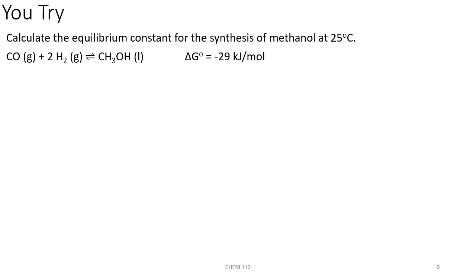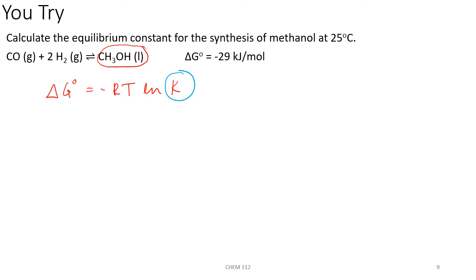Calculate the equilibrium constant for the synthesis of methanol at 25 degrees Celsius. CO2 gas plus 2H2 gas forms CH3OH, which is a liquid, and that would be our methanol. Gibbs free energy at 25 degrees Celsius in standard state conditions is negative 29 kilojoules per mole. So we're going to use our equation that relates the equilibrium constant, delta G naught equals negative R times T ln of K, and this time we're solving for just K alone. We want to find that equilibrium constant.